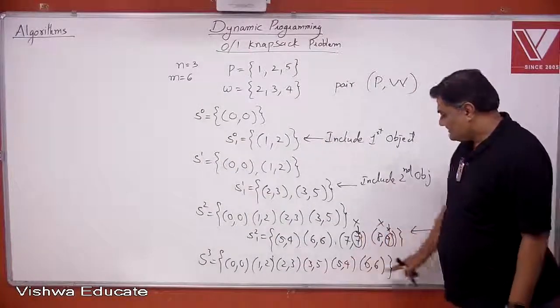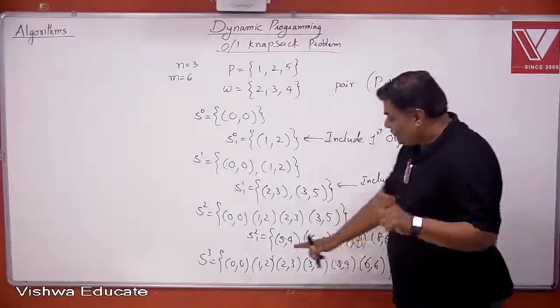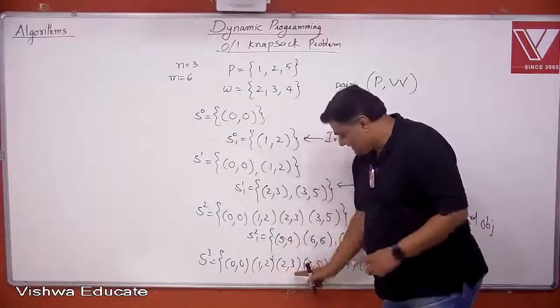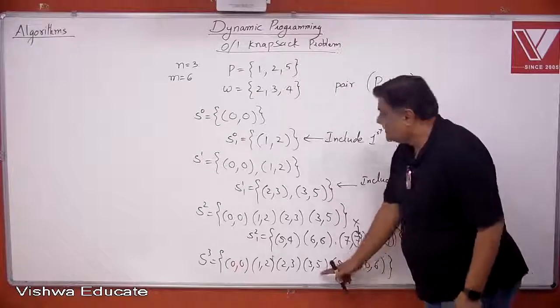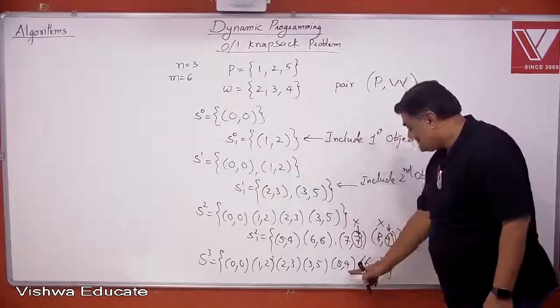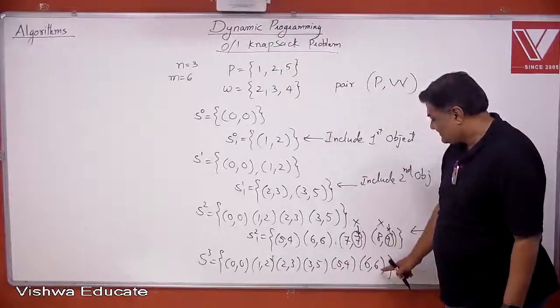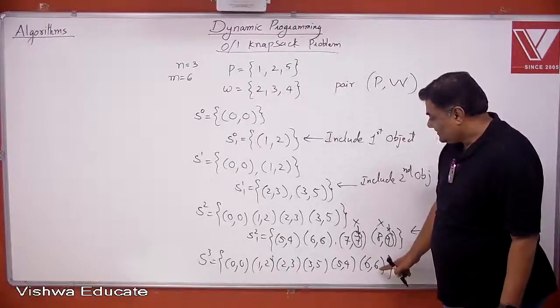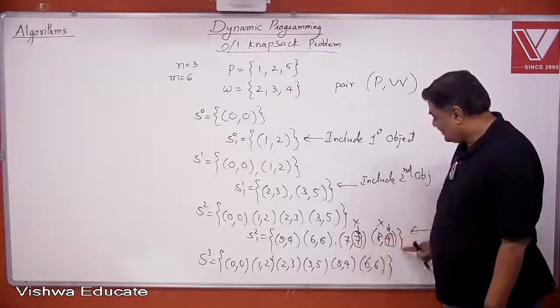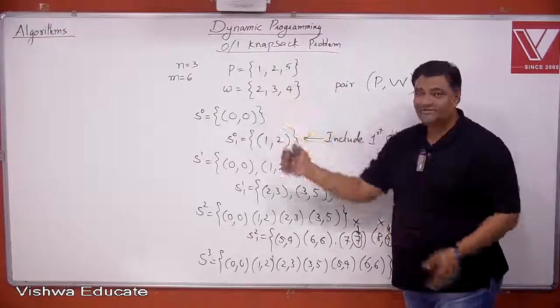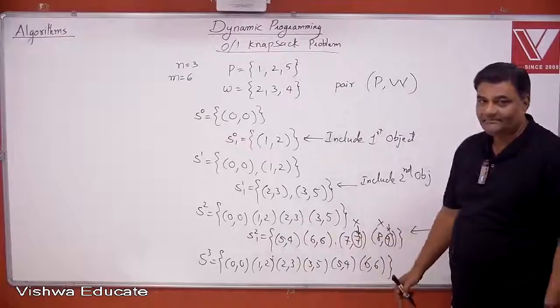So I got the sets: no object included, only first one, only second one, and only third. This is first and second, this is the third object, and this is combining the third, second and first object. The rest of the combinations exceed the capacity of the bag, so we have removed them.